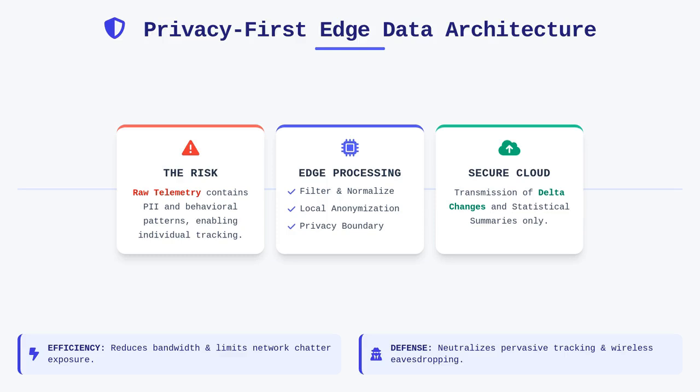If you're building an edge processing architecture, always remember that local aggregation acts as a powerful privacy boundary between the device and the cloud, effectively neutralizing many pervasive tracking vectors.